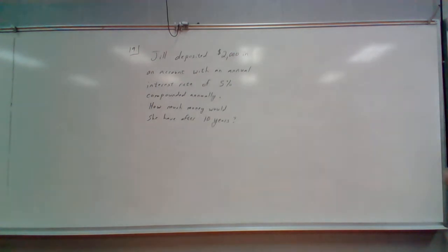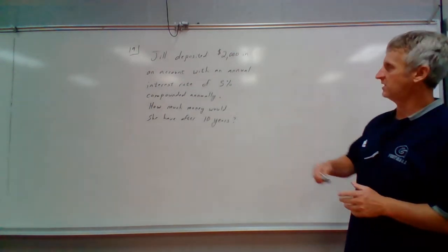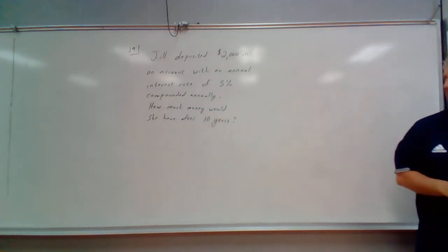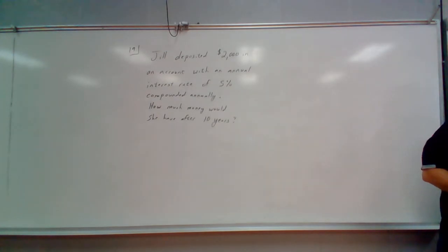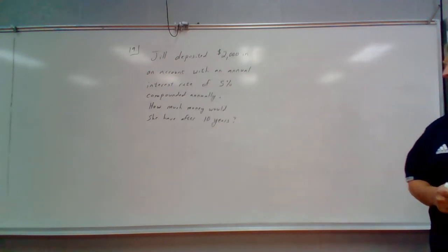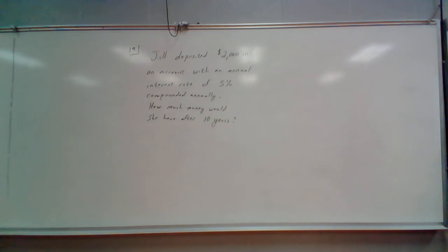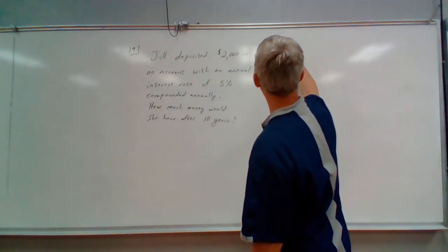All right, so Jill deposits $2,000 in an account, and the account has an annual interest rate of 5%, compounded annually. Okay, so how much money would she have after 10 years? So pause the video, see if you can figure that out. All right, so let's have a look at it. Let's make a table.